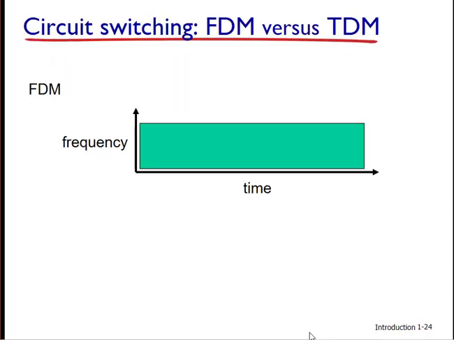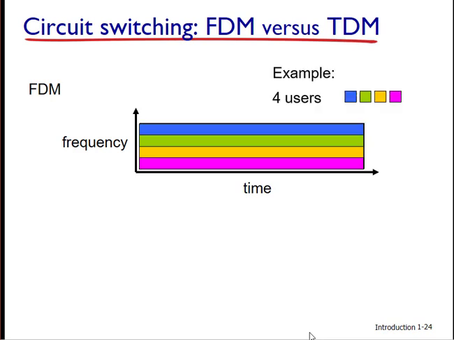A circuit in a link is implemented with either frequency division multiplexing, abbreviated FDM, or time division multiplexing, TDM. With frequency division multiplexing, the frequency spectrum of a link is divided up among the connections established across the link. The link dedicates a frequency band to each connection for the duration of the connection.